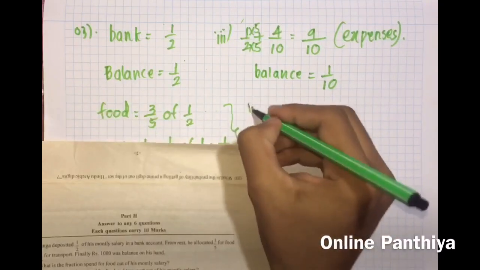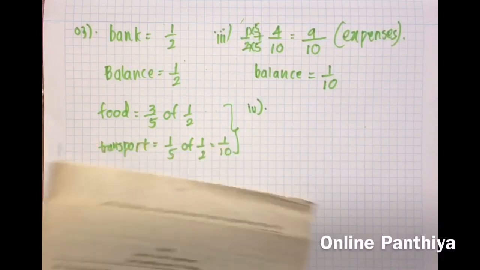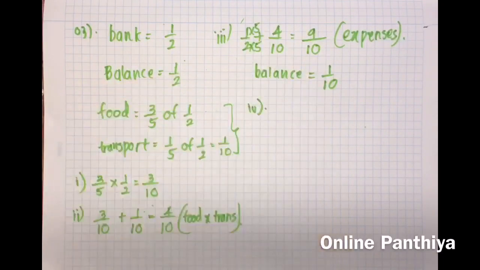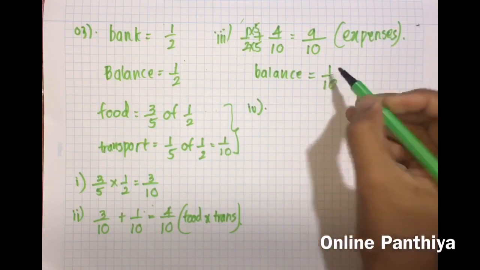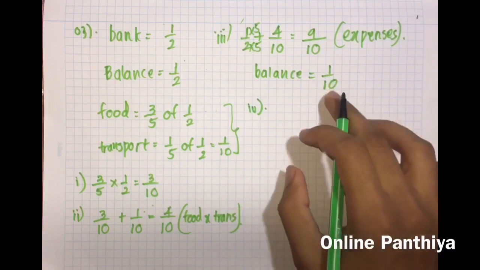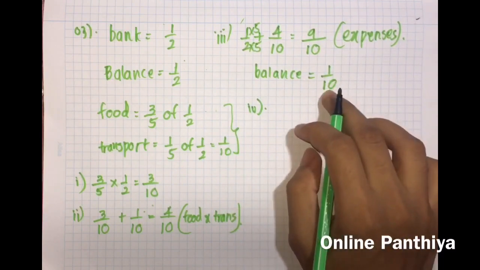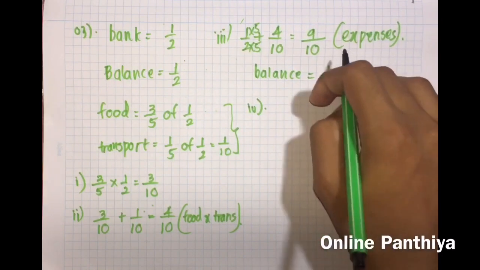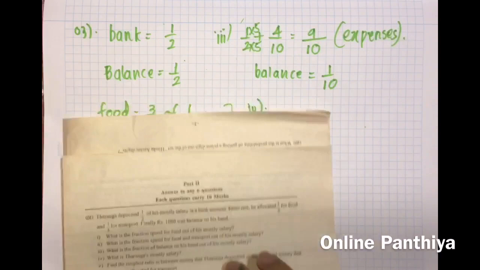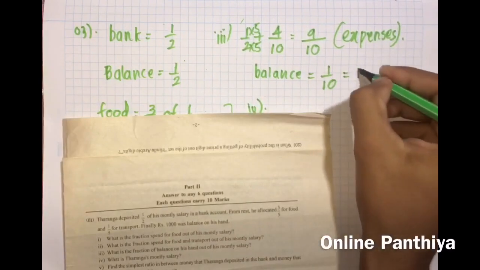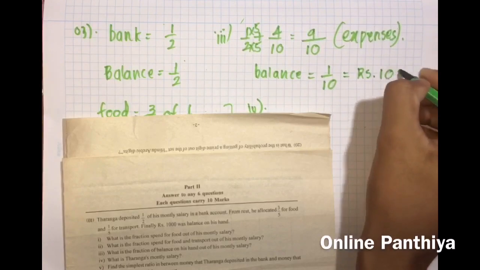Moving on to the fourth one. What is Tharanga's monthly salary? You have to find her salary. Now you know what this 10 is? That is the total parts of her salary. The salary is altogether divided into 10 equal parts, and out of that one part is the balance. Also here they have said that the balance was 1,000. Then this balance also is equal to 1,000.